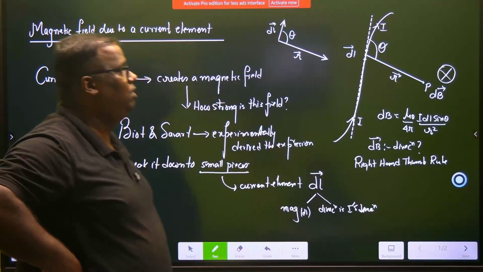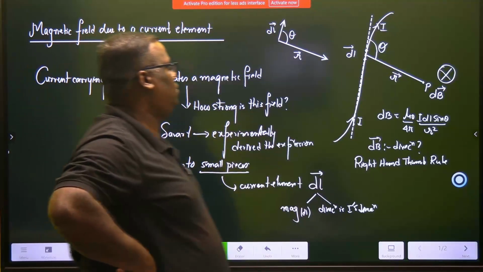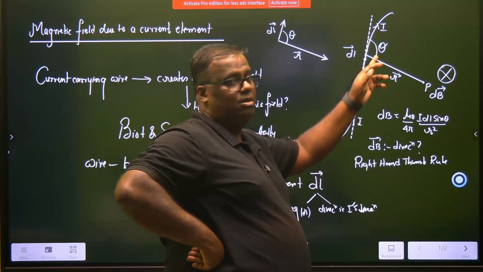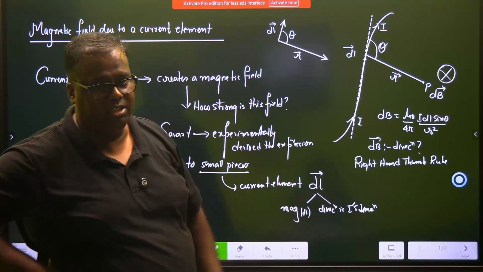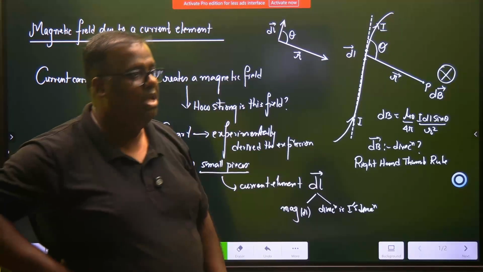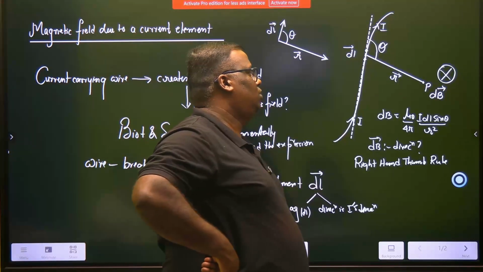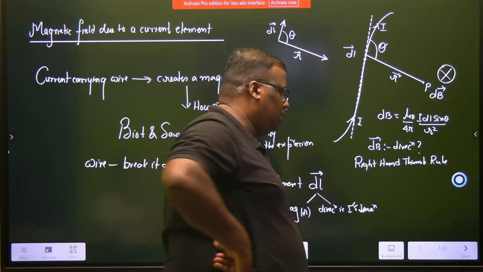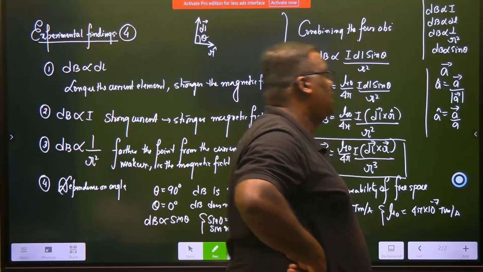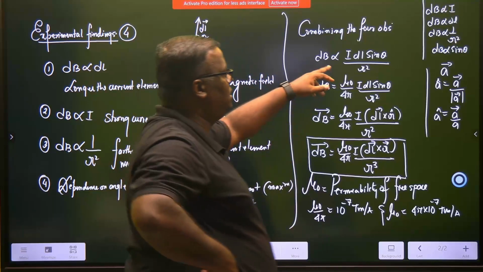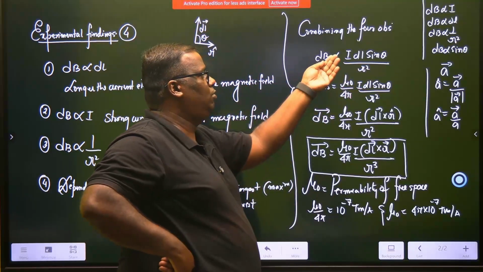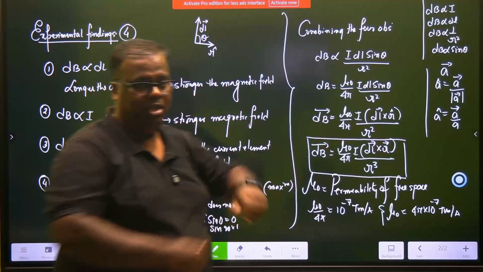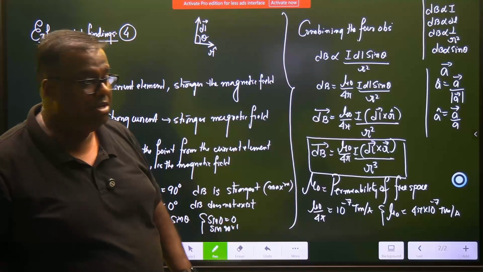The experimental evaluations tell us that this magnetic field will be directly proportional to I, directly proportional to dl. There is an angle dependence such that it is dependent on sine theta, means at 90 it will be maximum, and at 0 it will be 0 or minimum, and an inverse square relationship with r. Based on all these findings, we combine them, and we arrive at dB directly proportional to I dl. And when you remove the proportionality, the constant brought is mu naught by 4 pi, where mu naught is said to be the permeability of free space.